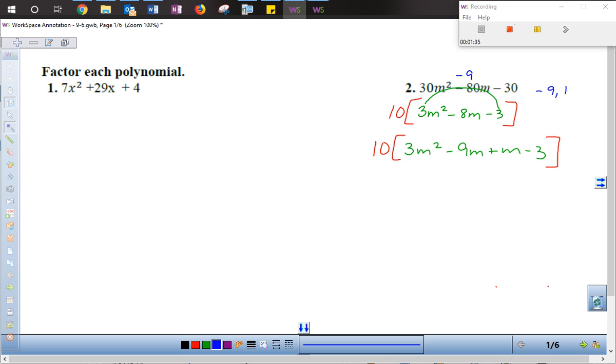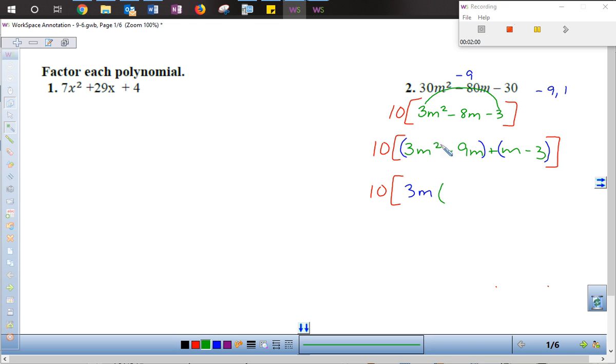Now I need to break them into parentheses, break them into binomials. So 3m squared minus 9m, and m plus 3 with an addition symbol in between. Bring down my 10 again and open it up. Now let's see what my GCF is here. 3m squared minus 9m. 3 and 9 both have a 3 in common. M squared and m both have an m in common, and I can see what I have left.